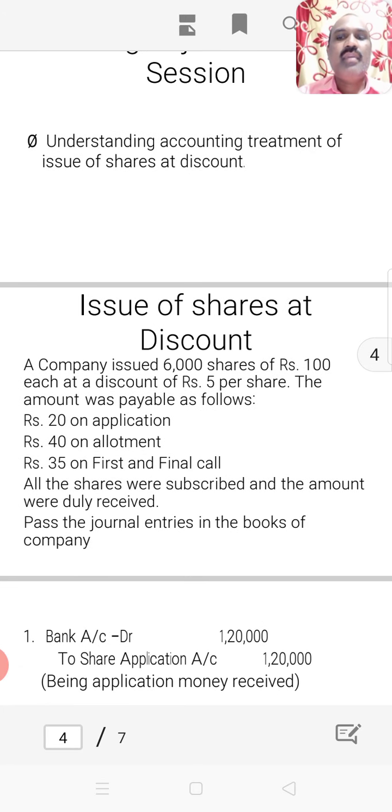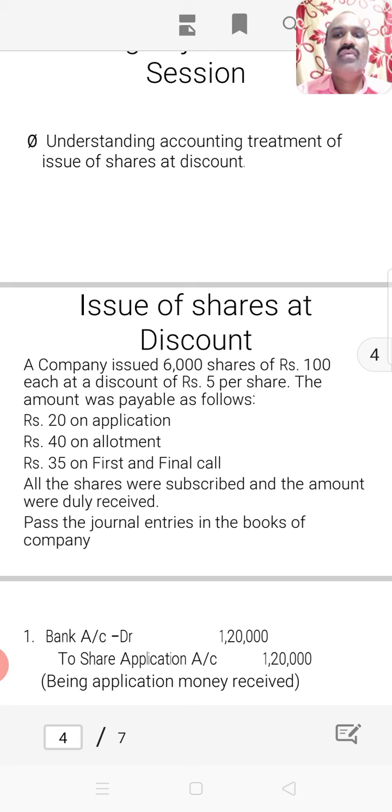To start with the problem of issue of shares at discount, a company issues 6,000 shares of 100 rupees each at a discount of 5 rupees per share. That means a 100 rupees original price share will be sold in the market at the rate of 95 rupees. The company is expected to collect only 95 rupees from shareholders to whom shares are allotted.